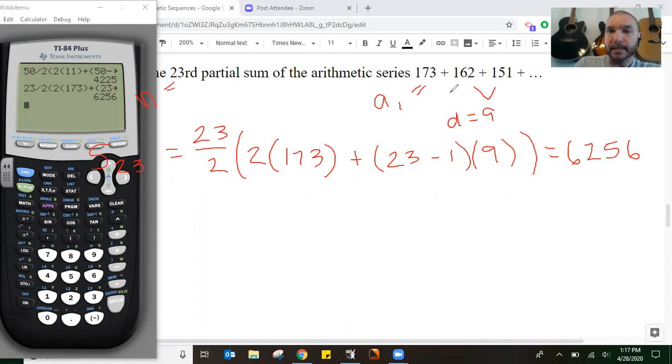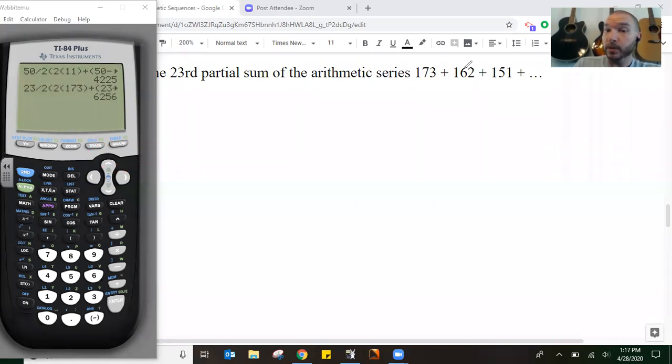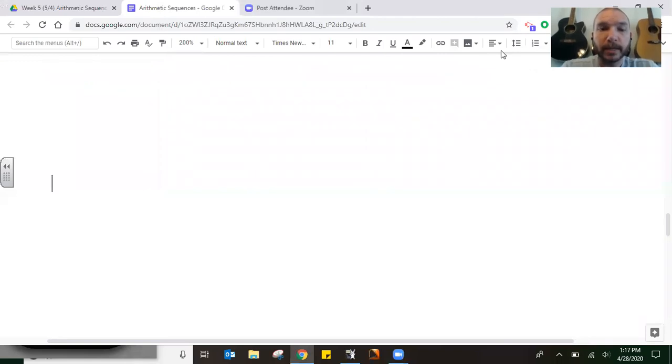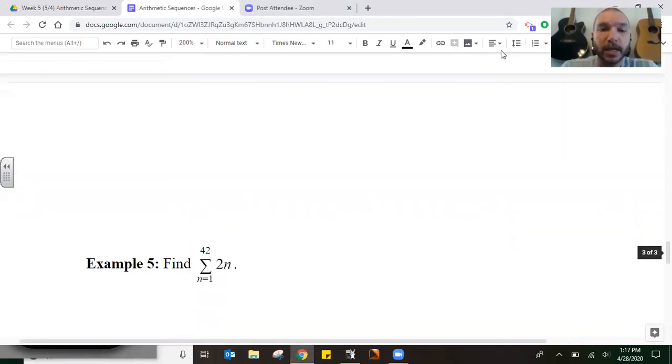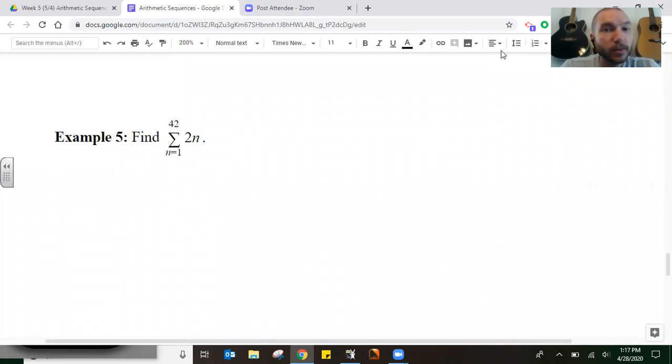Okay, last example is going to go back to our sigma notation, and you guys probably recognize sigma notation has this symbol sigma. And remember, this notation here means all of these terms added from the first term to the 42nd term added together. That's what this notation means. And don't forget that 2n, that's our explicit formula. So they gave us the formula in this case, and they're telling us we want 42 terms, and then add them all together.